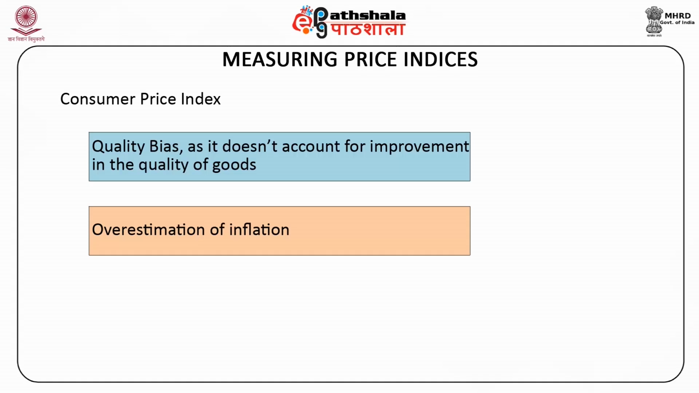CPI is expected to overestimate inflation because it is computed over a fixed basket of goods and services consumed by a typical consumer, and not all products in this basket will experience the same percentage change over time.